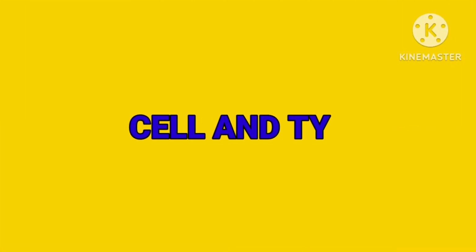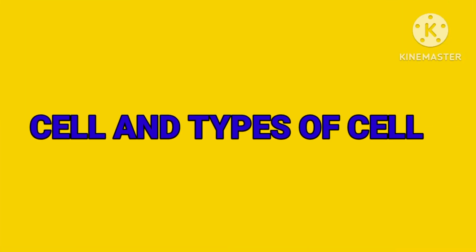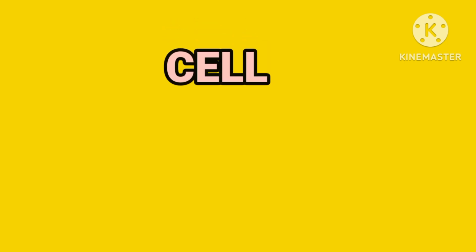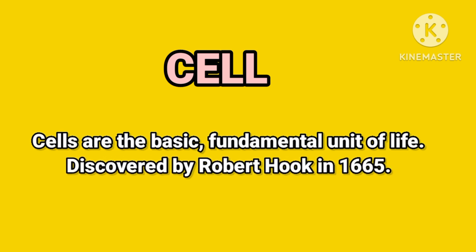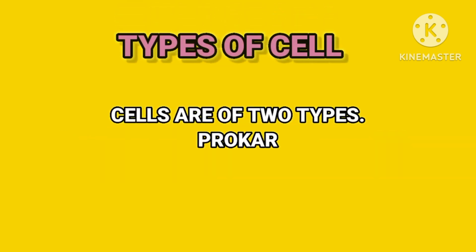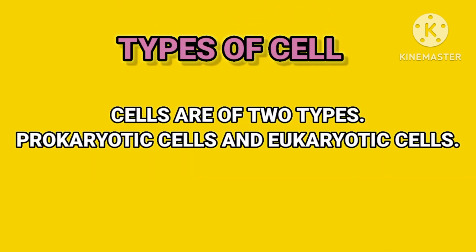Today our topic is cell and the types of cell. Cells are the basic fundamental units of life, discovered by Robert Hooke in 1665. Types of cells. Cells are of two types, prokaryotic cells and eukaryotic cells.